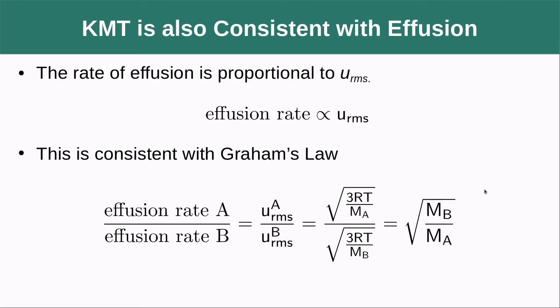So KMT also works for effusion. The rate of effusion is proportional to the RMS velocity. This is consistent with Graham's law. If we plug in our RMS velocity and our equations for that, and we simplify by canceling these numerators, we will get back to Graham's law.